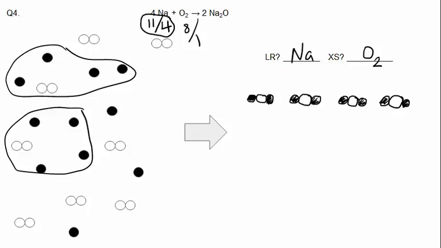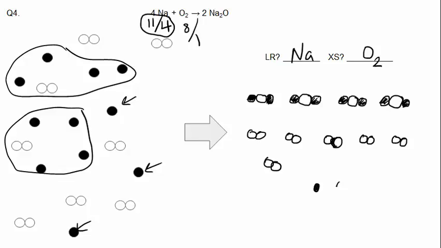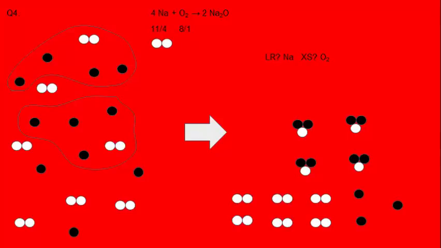And then we're going to draw our leftovers, and you can see we have 6 oxygen molecules. Remember, we're counting molecules, not atoms. There's our 6 oxygen molecules, and you can see that we have 3 sodiums left over as well. We'll draw those in. And that matches what's on the next screen. Right there.